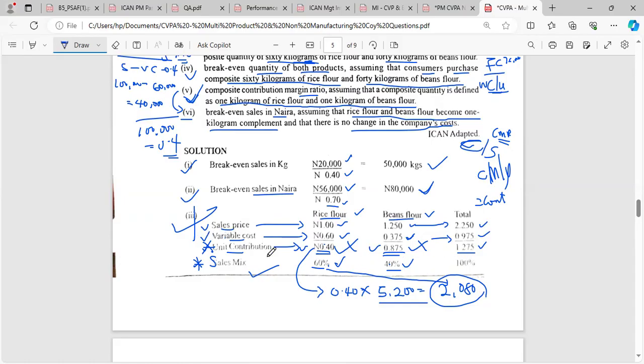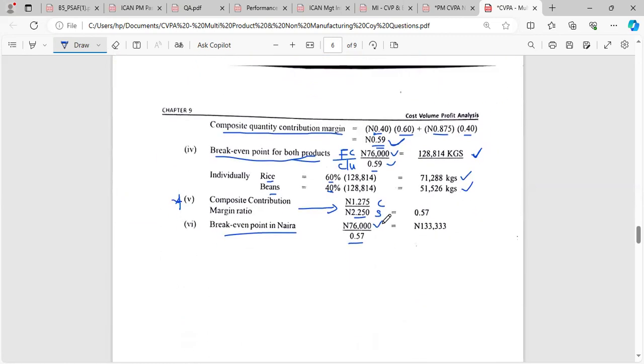Okay, no, that one is variable cost. This is contribution, please. Contribution is 0.40 here and 0.875 here. If you add it together, you get 1.275 per kilogram. That's how you got 1.275 here. Divide, and that's how we got 0.57. Are you seeing it? So you must be very careful.